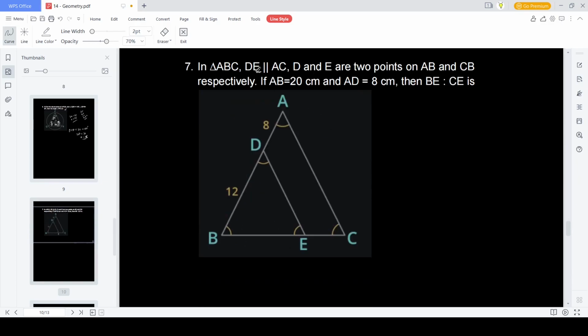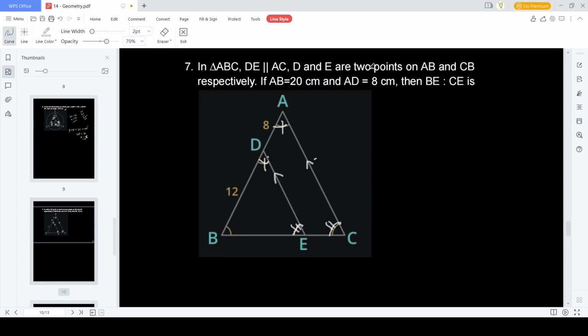In triangle ABC, DE is parallel to AC. So obviously we'll know that these angles are corresponding, hence they'll be equal, and these angles also are corresponding, hence they'll also be equal. So this triangle BDE will be similar to BAC. That is confirmed right now.